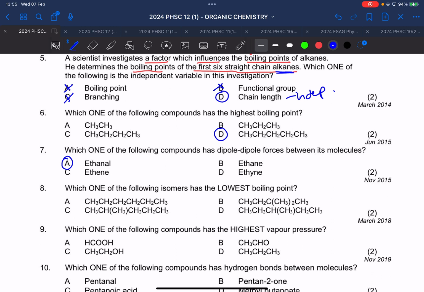Which one of the following isomers has the lowest boiling point? So it has the weakest intermolecular forces. So it must be the functional group. Lowest. Yeah, it's B.